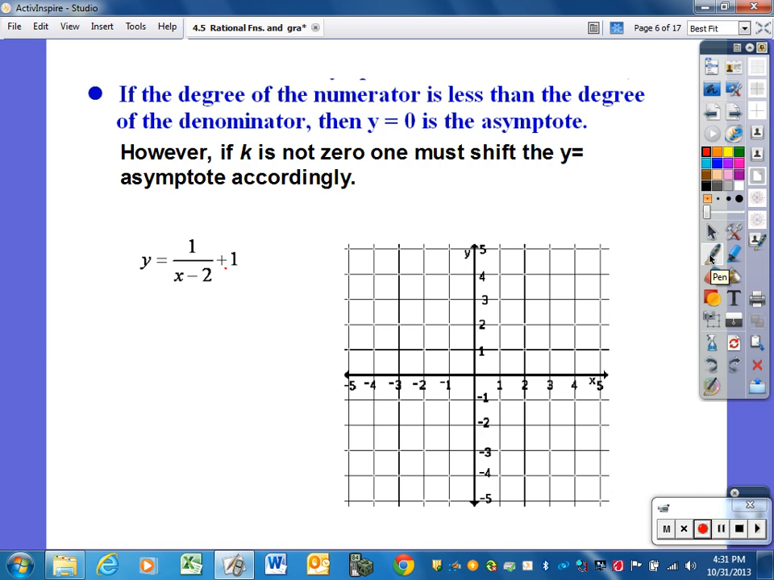So my asymptote is right here. X minus 2 equals 0. Add 2, add 2. X equals 2 is my asymptote. So that means my domain, x won't be 2. And remember, when the numerator is less than the denominator, my horizontal asymptote is y equals 0.